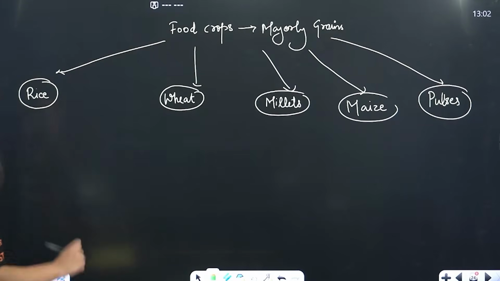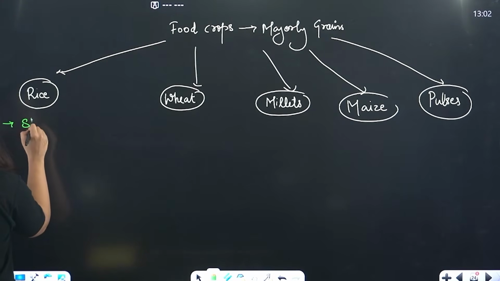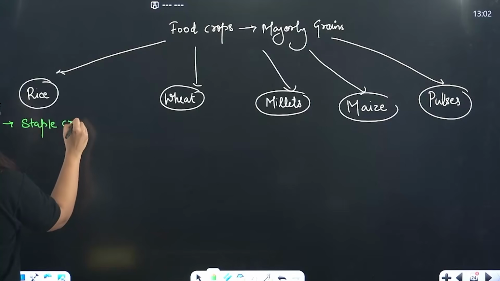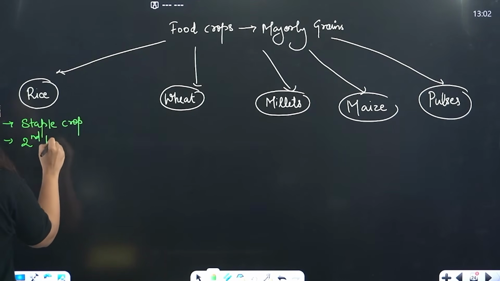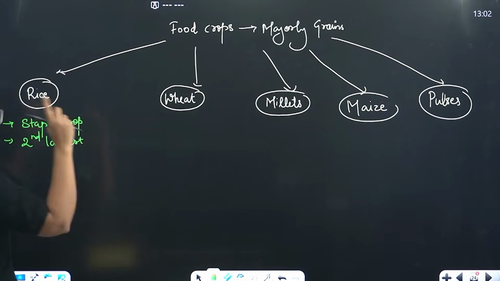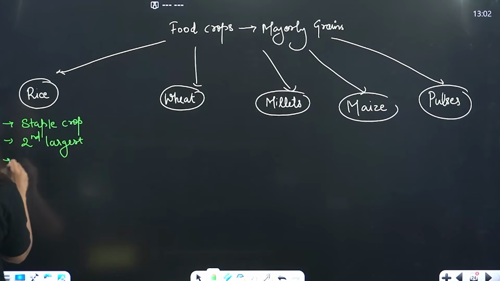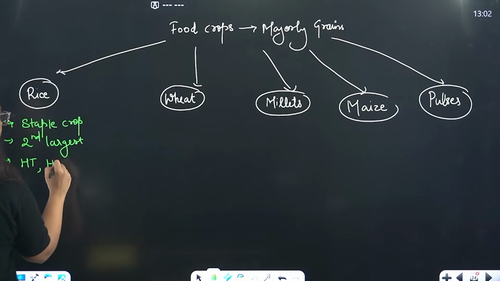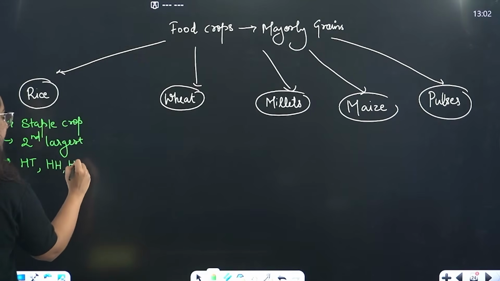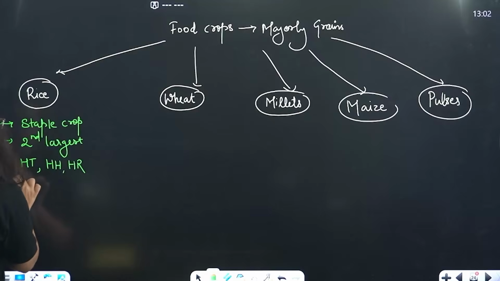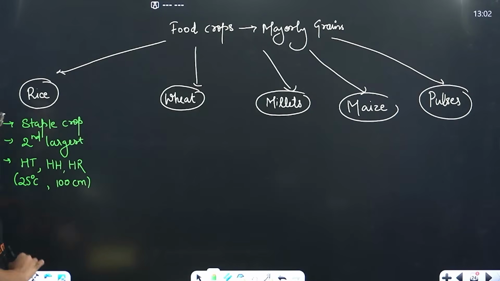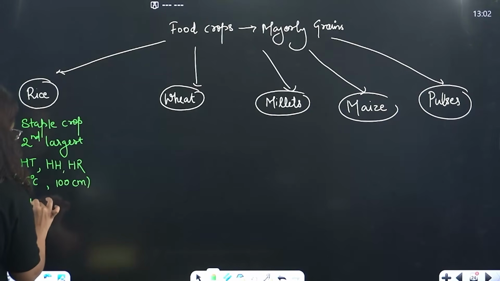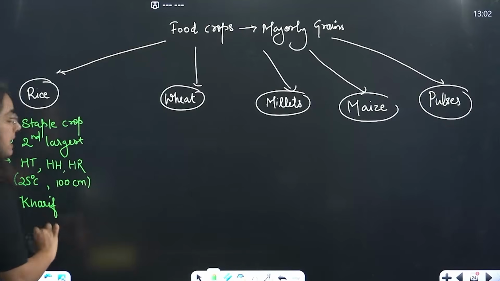Talking about rice, it is the staple crop of India. India is the second largest producer of rice in the world. We need high temperature, high humidity, and high rainfall for the growth of this crop. By high temperature I mean 25 degrees Celsius, and by rainfall I mean more than 100 centimeter. Yes, it is a kharif crop.